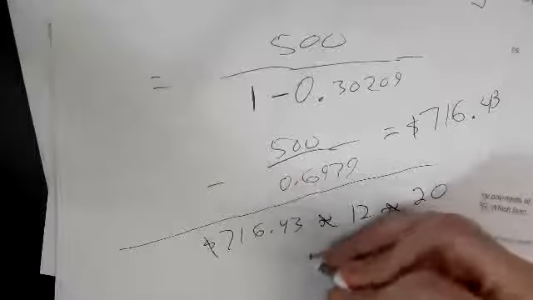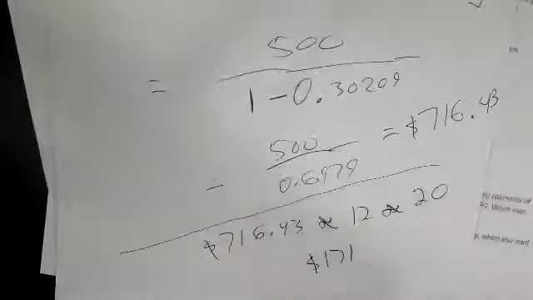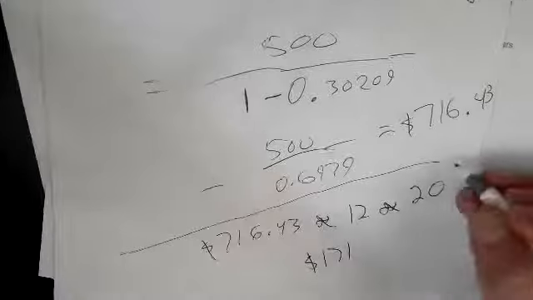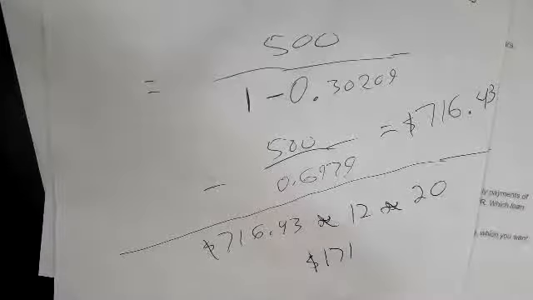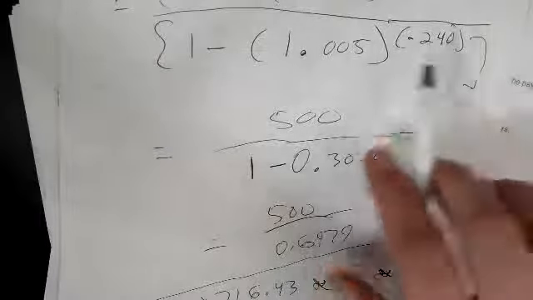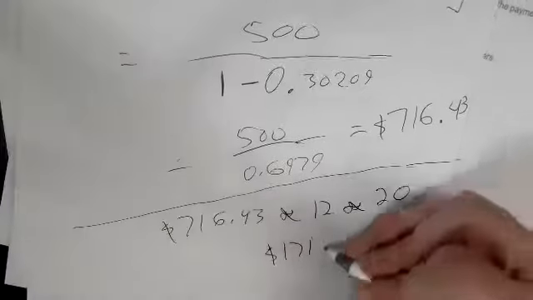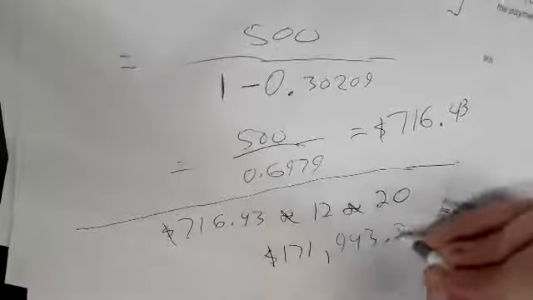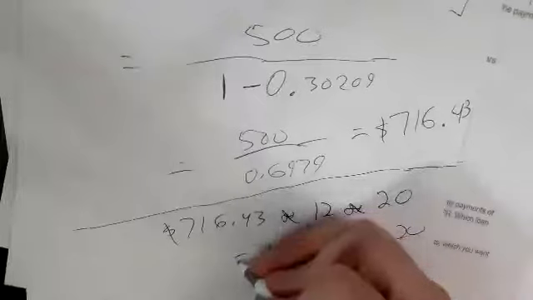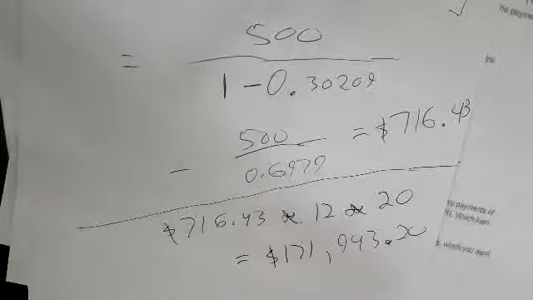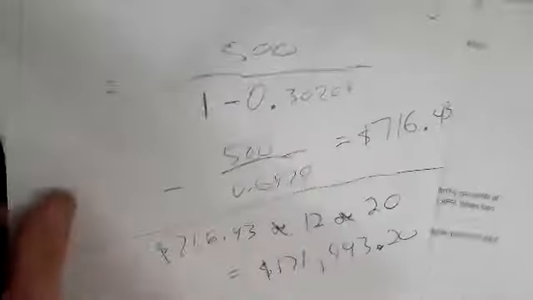171,943.20. Oh, you said we can do 716.43 times 240? Yeah, that would be the same thing, right? 12 and 20 is this number that you have previously, but not negative. That's another way. It repeats itself, patterns when you do this for a couple of years on end. Oh, yeah, I got the same answer. Okay, so we should get 171,943.20.